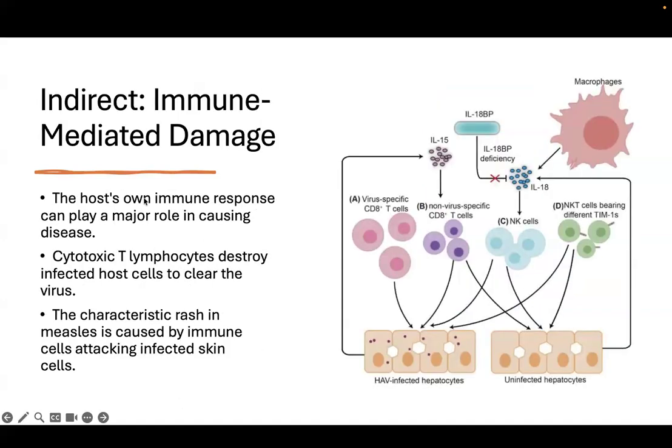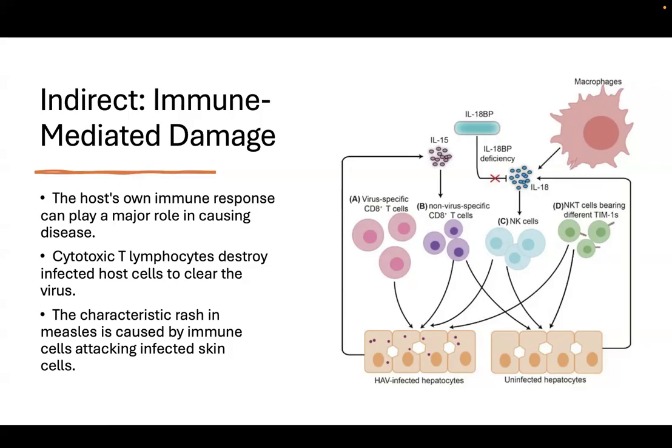Other things that can happen are indirect, through immune-mediated damage. We know that our immune system is trying to help us, but sometimes it can be a bit clumsy in the sense that it can be overactivated. And we see this specifically with CD8 T cells. When we have an immune response against a certain virus, CD8 T cells are usually the main ones doing the killing.